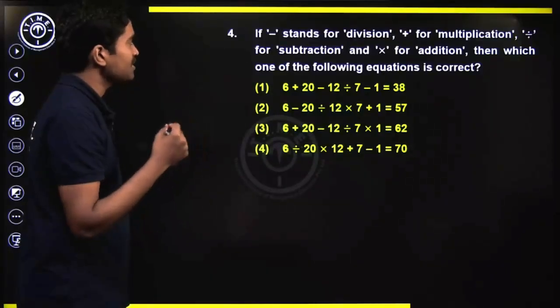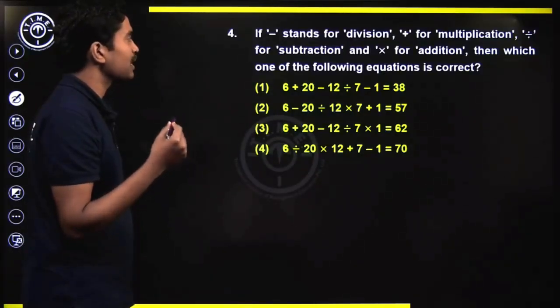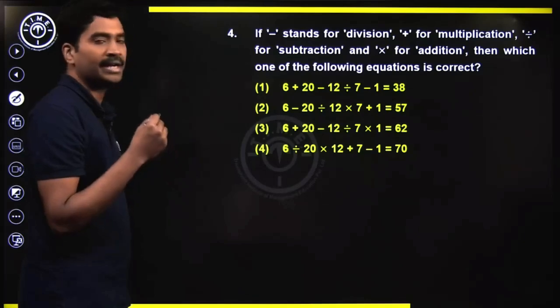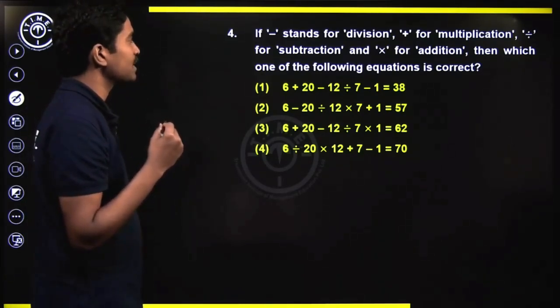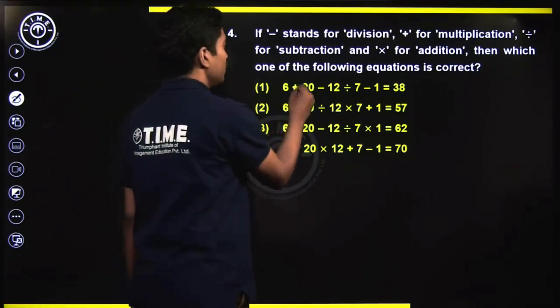If minus stands for division, plus for multiplication, divided by for subtraction and into for addition, then which one of the following equations is correct? Alright, so I have plus here. What is this plus?